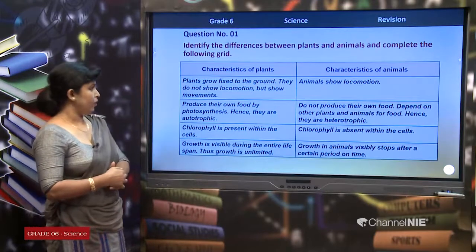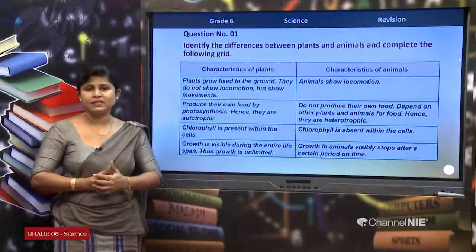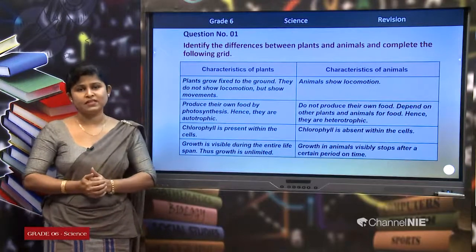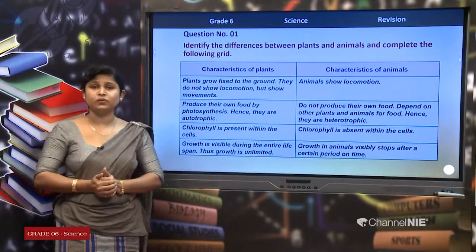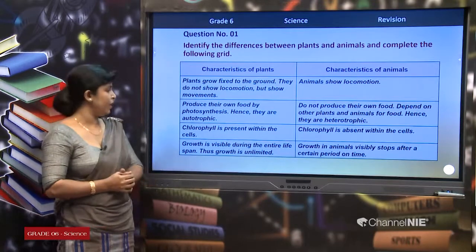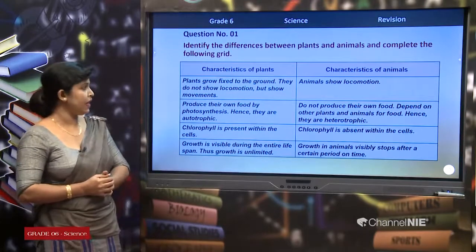Look at the third row of the table. Chlorophyll is present within the cells of plants, but animals do not have chlorophyll within the cells. You know, chlorophyll is a green color pigment which is available in plant cells only. Chlorophyll is not present in animal cells. If animals had chlorophyll, they could do photosynthesis. You know that animals can't do photosynthesis. Chlorophyll is absent within the cells in animals.